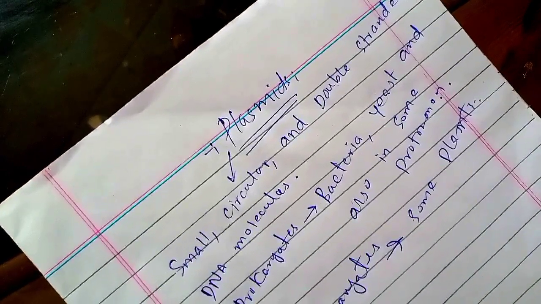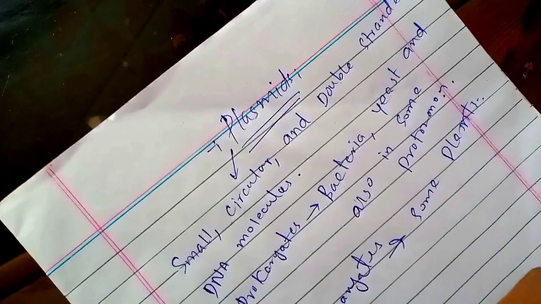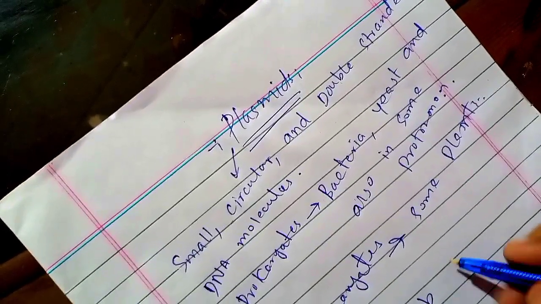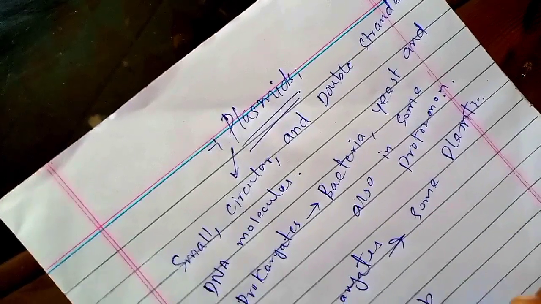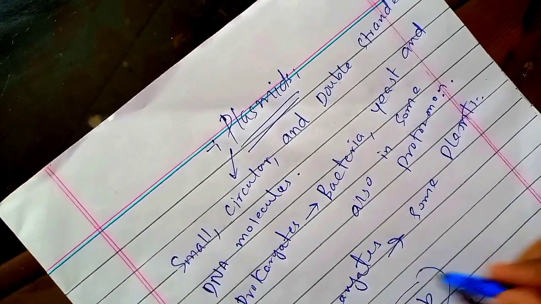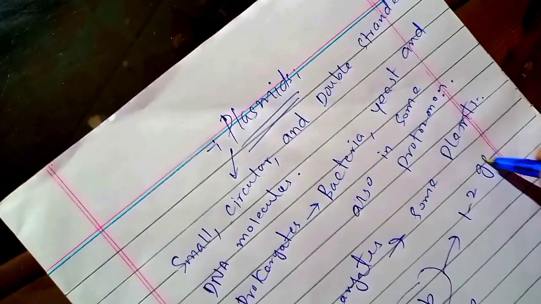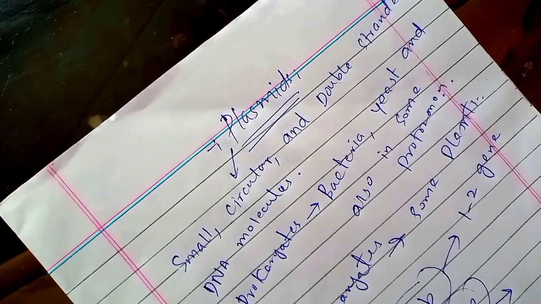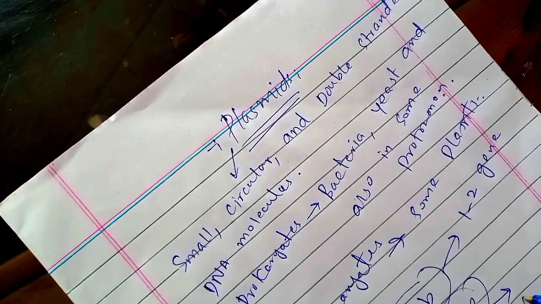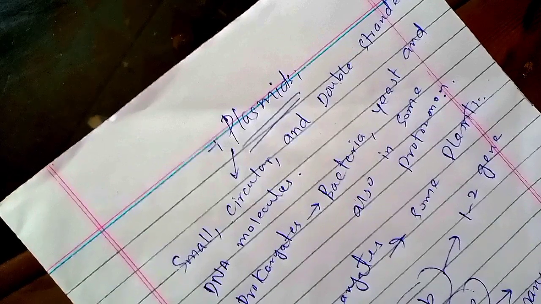When we discuss the size of plasmids, their size ranges from 1 to 2 kb to 500 kb. At 1 to 2 kb, a plasmid possesses 1 to 2 genes, and at up to 500 kb, many genes are present in it.